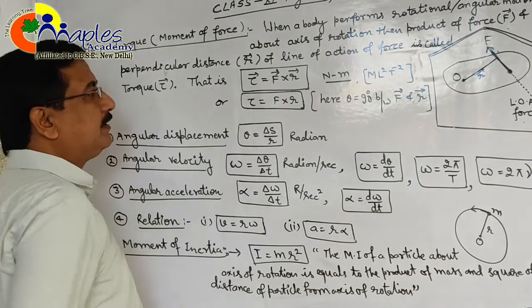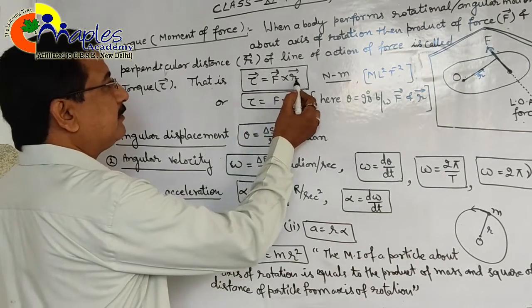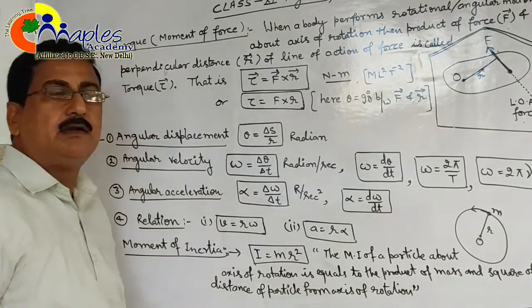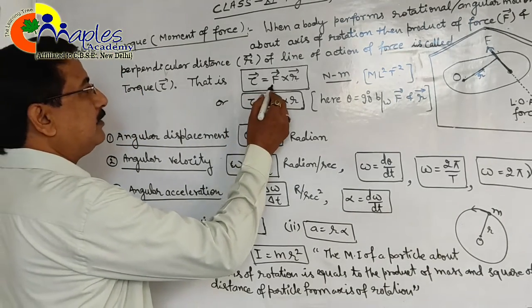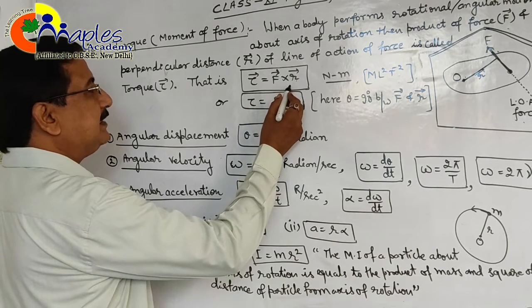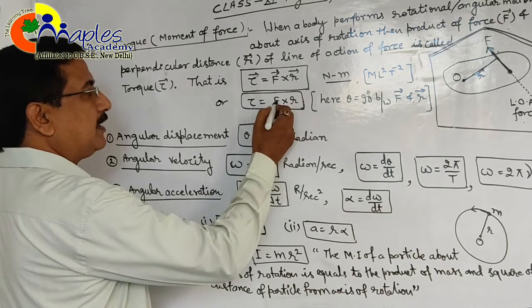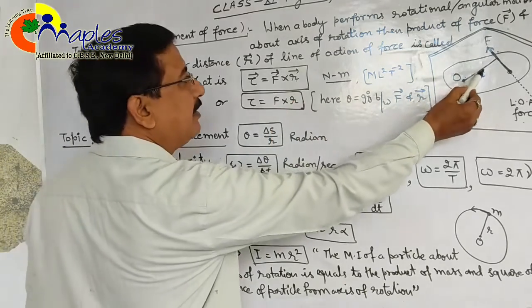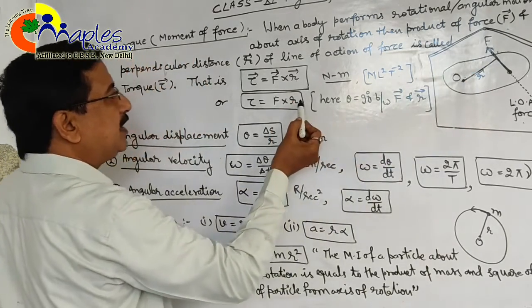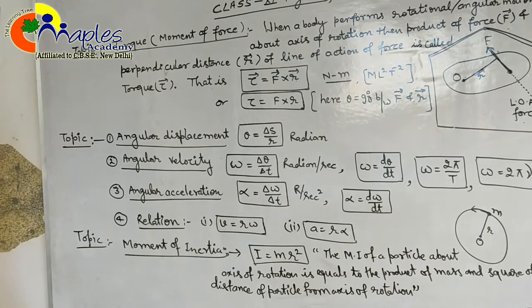It is a vector quantity and unit is Newton meter. Dimension is ML squared T minus 2. As we know that vector product A cross B equals AB sin theta. So r cross F equals rF sin theta, and theta is 90 degrees here between r vector and F vector, so sin theta will become 1. This is the torque or moment of force.